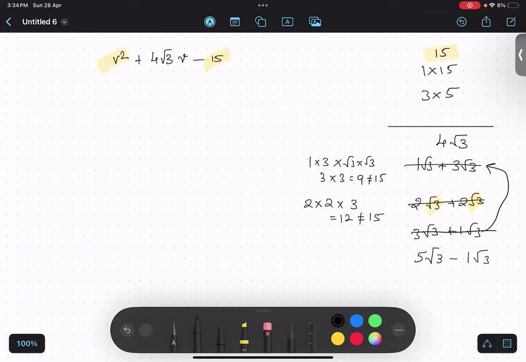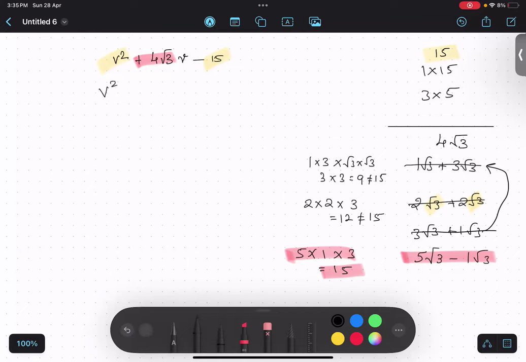5√3 minus 1√3. Understood? Because I need over here positive 4√3. Remember, I need positive 4. If somebody writes 1√3 minus 5√3, it is incorrect, because it will give me -4√3. Negative. Understood? So if I multiply this thing, 5 into 1 into 3, I am getting 15. So this is correct. Yes or no? Yes. So what I will do, I will use this value.